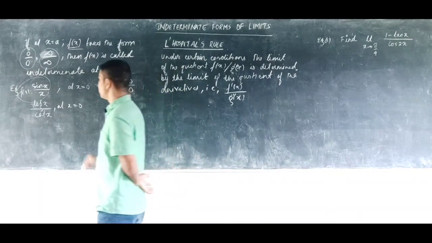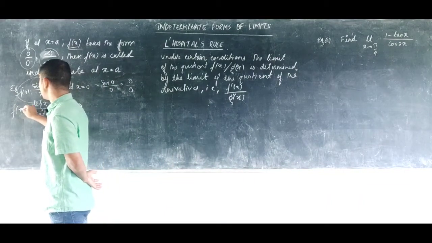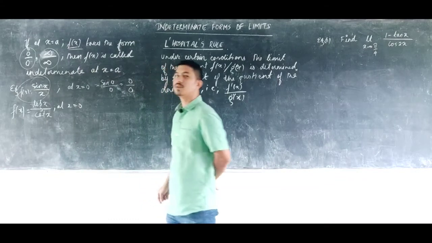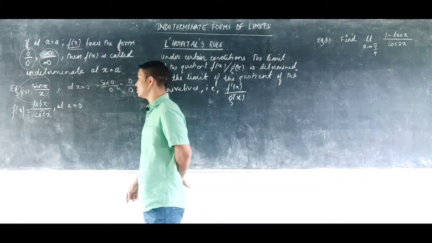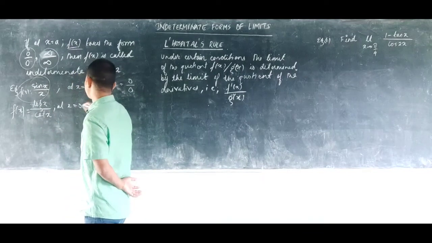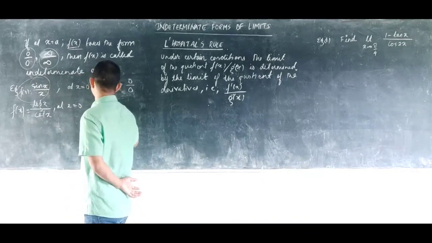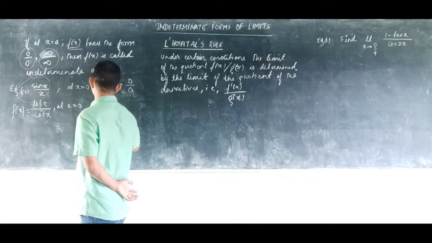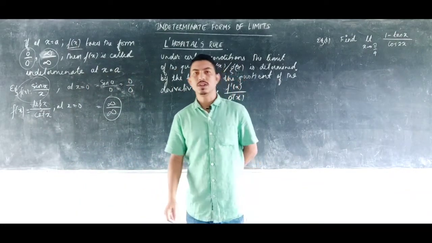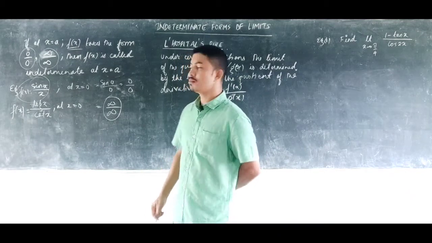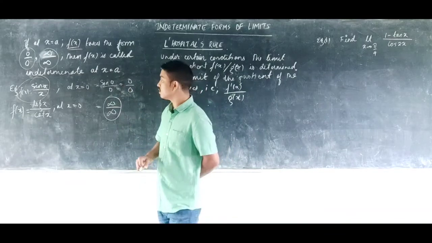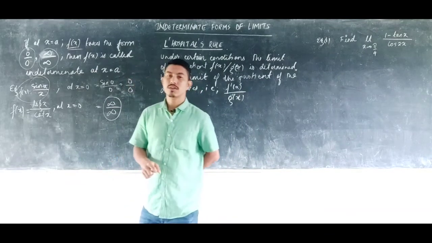Another example: if I have the function f of x is equal to log of x divided by cot of x. Now if you try to evaluate the value of this function at x equals 0, log of 0 is undefined, and cot of 0 is also undefined. So this is the form infinity divided by infinity. So it's also known as an indeterminate form. All these kinds of functions are known as indeterminate forms.